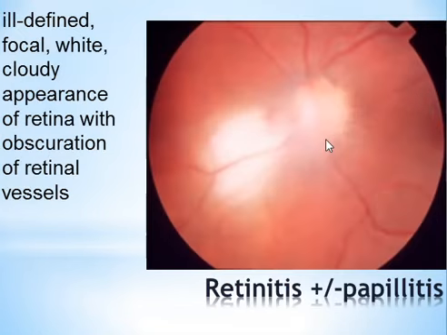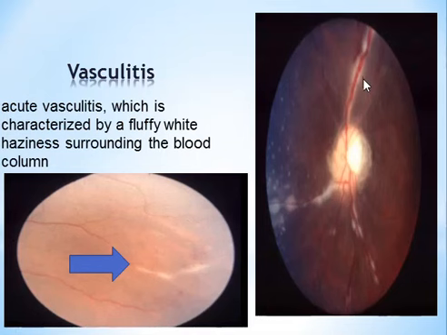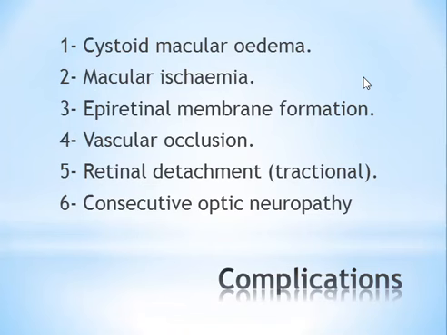Another presenting sign for posterior uveitis is retinitis or papillitis. This is characterized by perivascular changes, white changes around the blood vessels. Also, vasculitis, which is inflammation of the retinal blood vessels, is also considered a presentation of posterior uveitis. Now, what are the possible complications? Cystoid macular edema, macular ischemia, epiretinal membrane formation, vascular occlusion, tractional retinal detachment, consecutive optic atrophy or neuropathy.